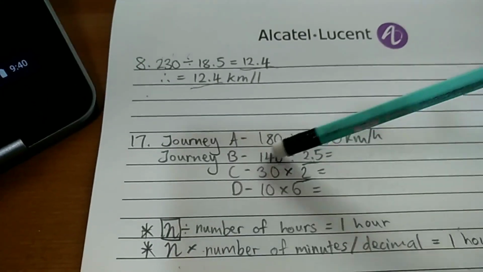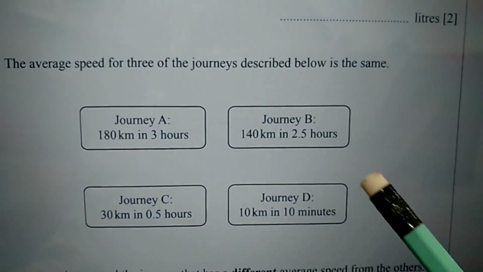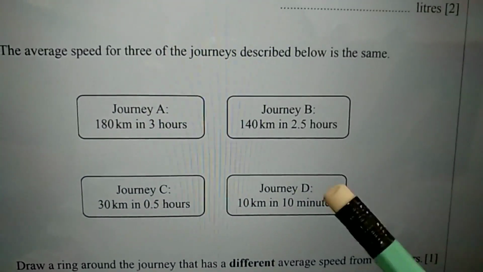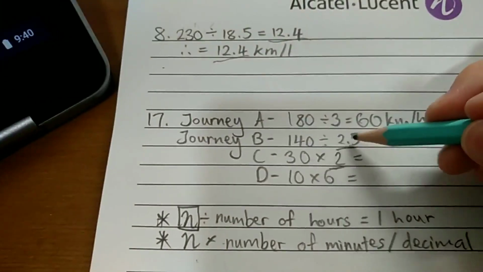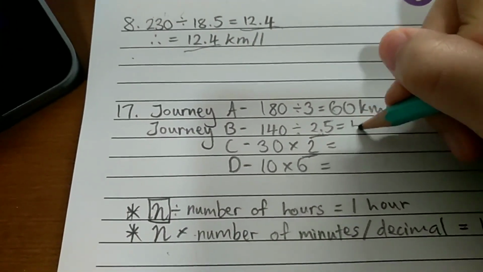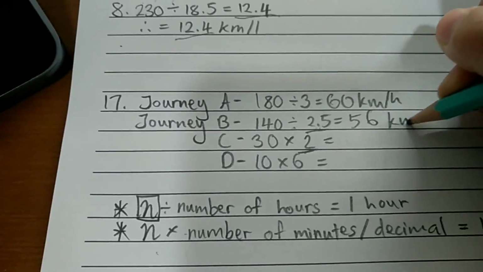Now, do the same for journey B. So 2.5 divided by 2.5 equals 1. So therefore, we take 140 divided by 2.5, which will result in 56 km/h.